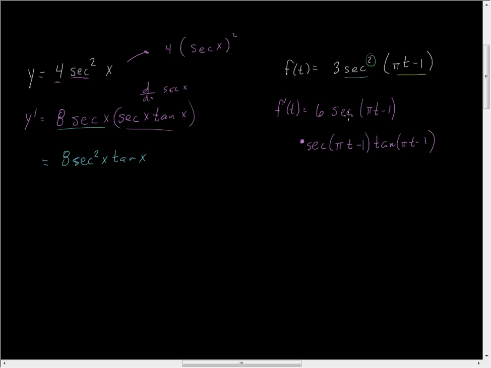All right, derivative of secant is secant tangent. So we've taken the outside, we've taken the inside, and now we take the derivative of the third. So the derivative of secant squared is 6 secant, or 3 secant squared was 6 secant. Then we take the derivative of secant, which is secant tangent. Then we take the derivative of what's inside here, which is pi, just pi.